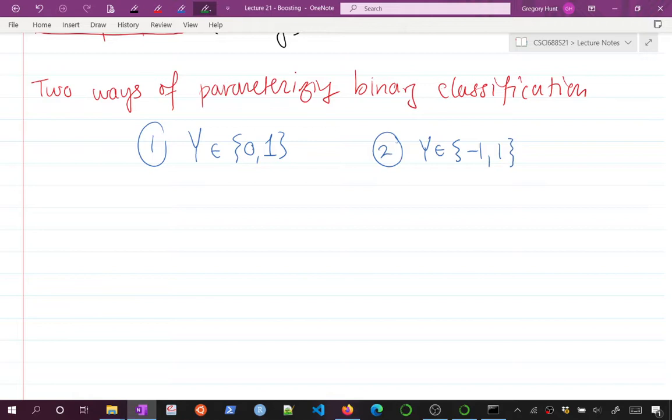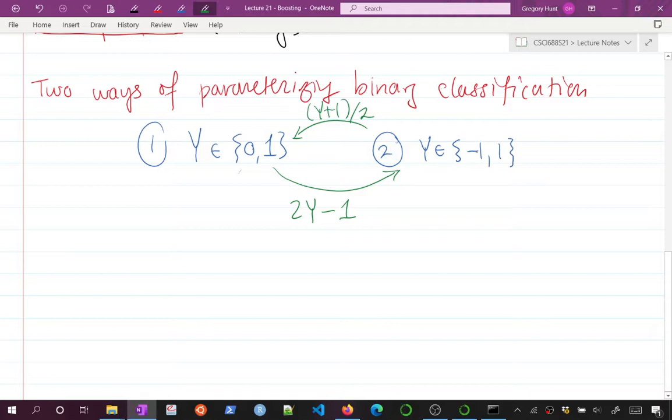Now you can transform back and forth between these parameterizations with a one-to-one function. If I want to go from a 0, 1 encoding to a -1, 1 encoding, I can multiply y by 2 and subtract off 1. That will map 0 to 0 times 2 minus 1, which is -1, and 1 to 1 times 2 minus 1, which is 1. If I wanted to go in the opposite direction, from a -1, 1 encoding to a 0, 1 encoding, I could just do the inverse function, which is (y plus 1) over 2.